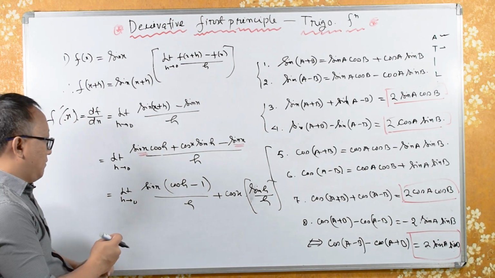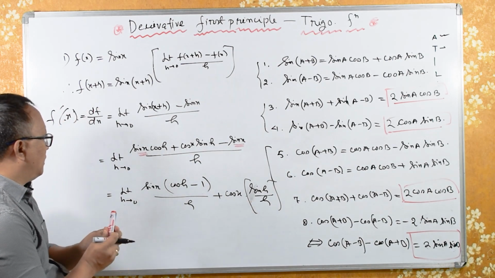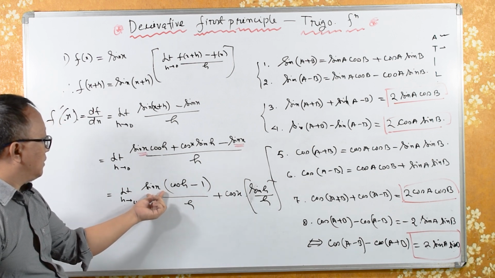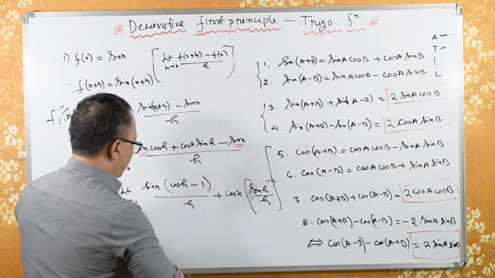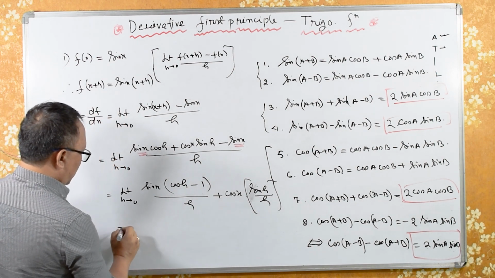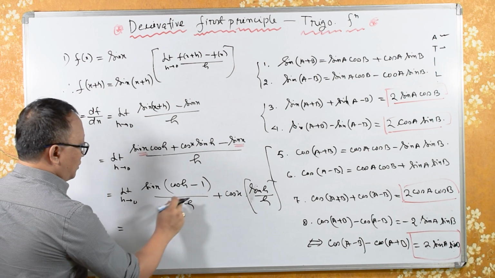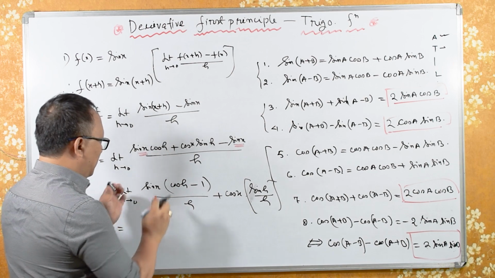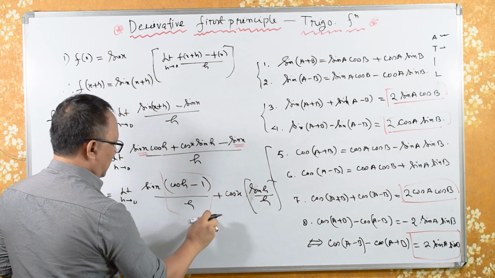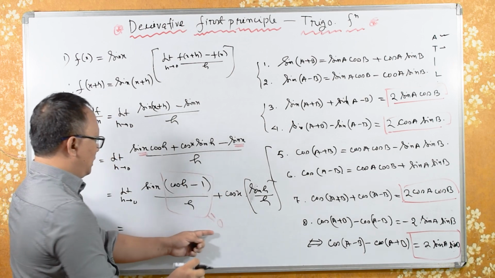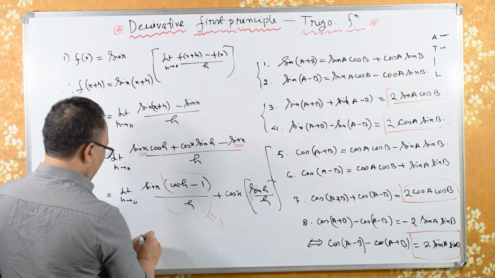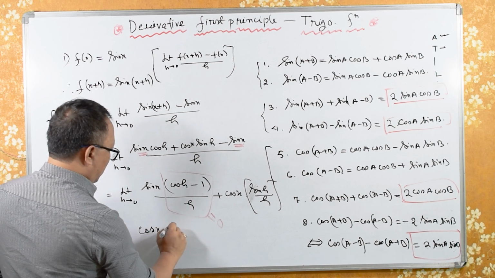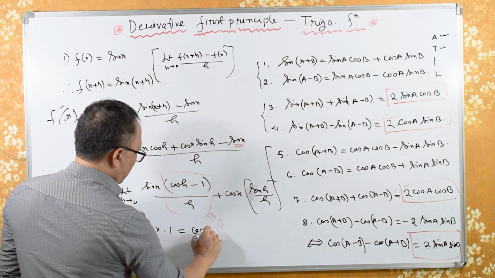Here we have only cos x. Sin of x, when h tends to 0, the limit of cos h minus 1 upon h becomes 0. So this part becomes 0, and 0 into sin x is 0. Here we have cos of x into 1, so we have only cos x.